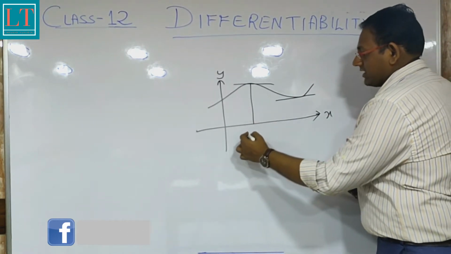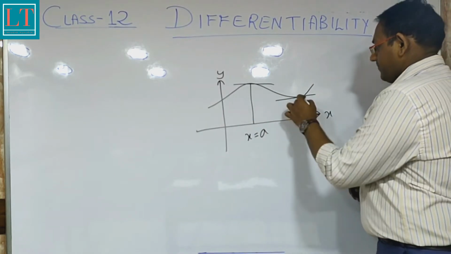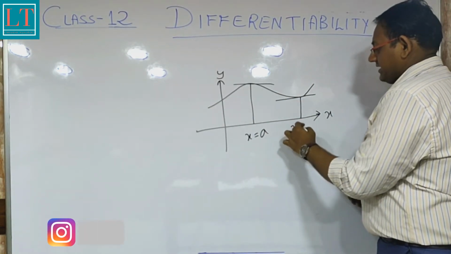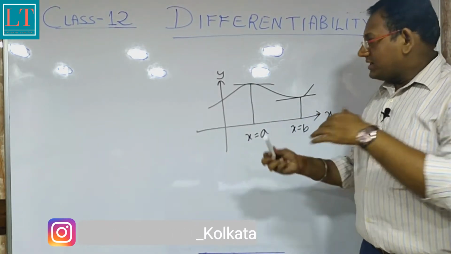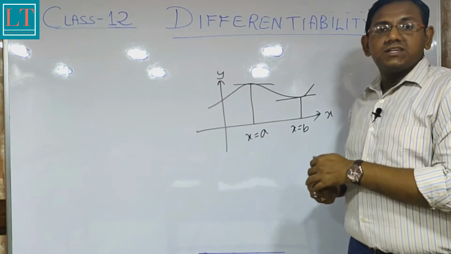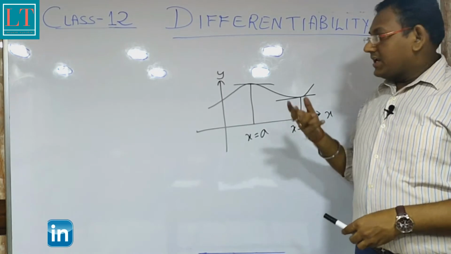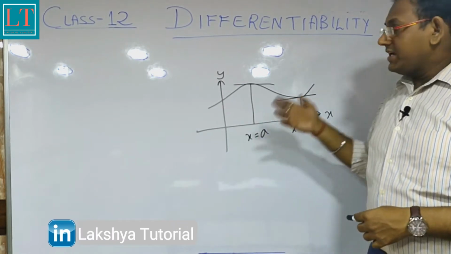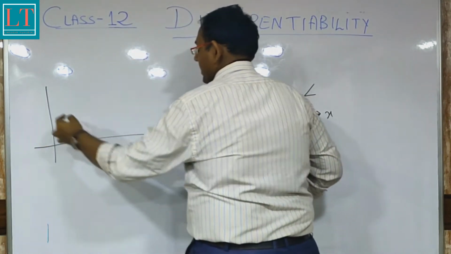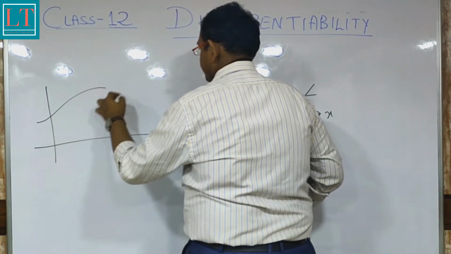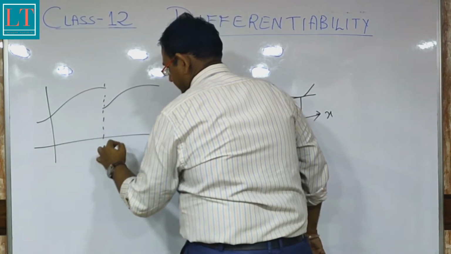In this particular case, if we consider the point to be A, we are drawing the tangent at the point A. In this case, we are drawing the tangent at the point B. So these are the points at which we are drawing the tangent. Differentiation basically means drawing the tangent. So what does differentiability mean? With differentiability, we need to take one more example. Suppose we are considering a curve like this, and there is a point x equals a.